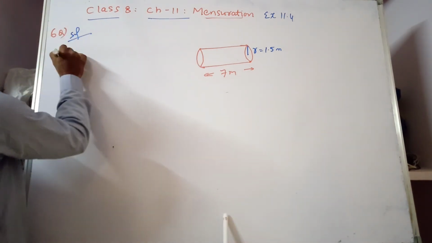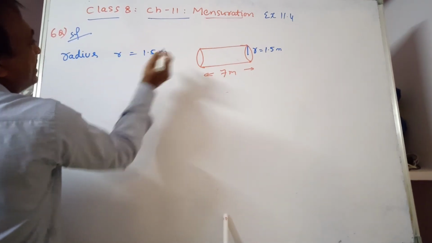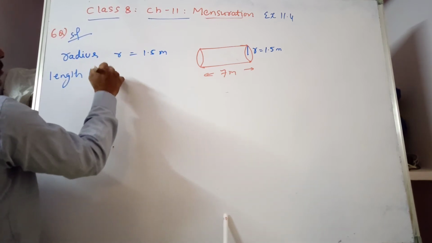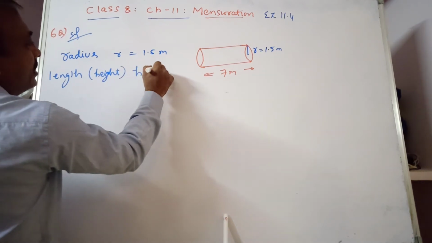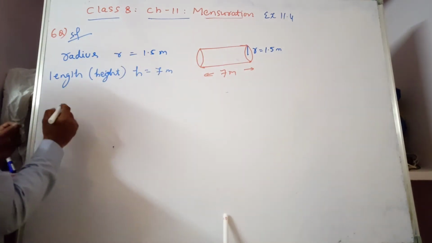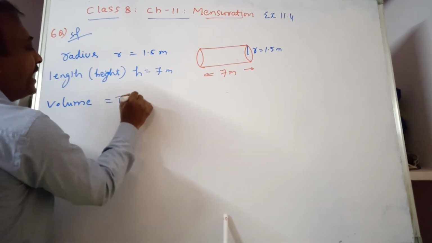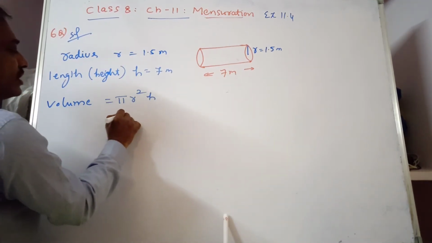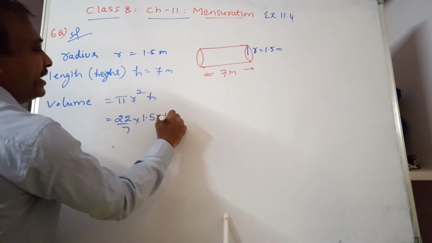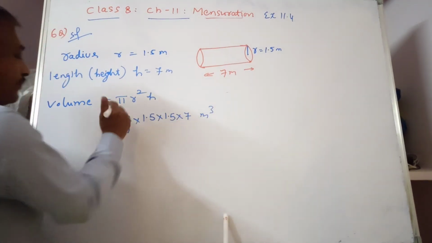Solution, radius r is equal to 1.5 meters. Length, which is nothing but here height, we are considering h is equal to 7 meters. So how many liters it can hold in that? First we find out volume. Volume is equal to pi r square h, which is equal to 22 by 7 into r square 1.5 into 1.5 into 7 meter cube. We are going to find first volume.